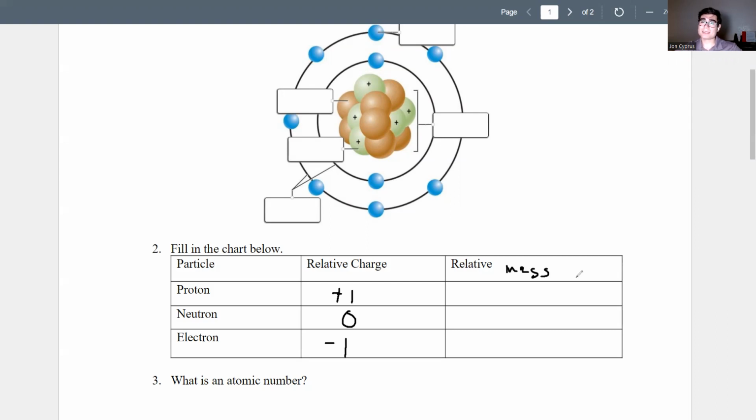This should say relative mass. The relative mass of a proton, we say, is 1 AMU. Neutron is also 1 AMU, but the electrons, even though they're drawn pretty big here, essentially have no mass relative to these other things. Electrons do have a weight. However, it's just very small. So we say it's relatively 0 compared to the other two.